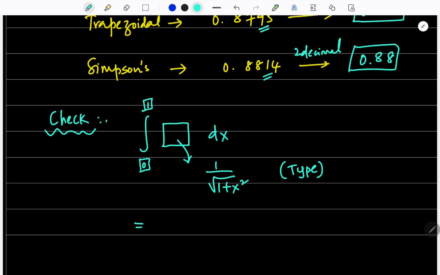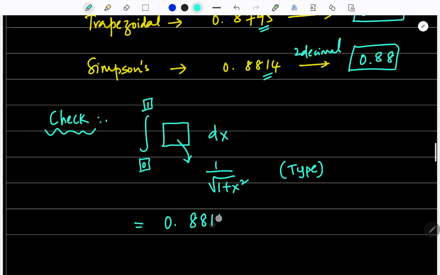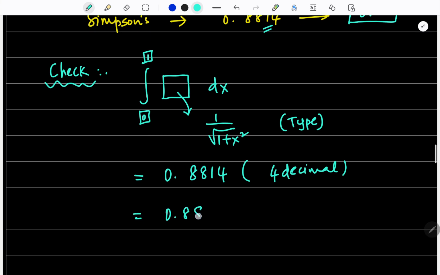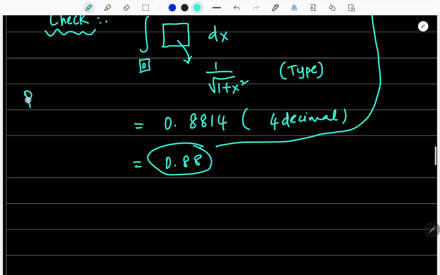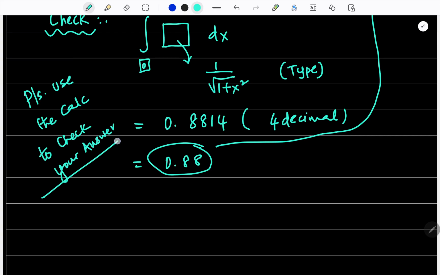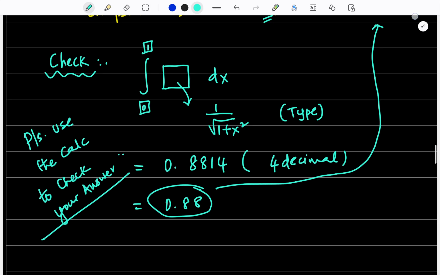So you press it and you will get 0.8814, because your calculator is already in 4 decimal places. But what's your answer? They are asking 0.88, 2 decimal values. See here, it's going to become the same. So every time please use the calculator to check your answer, because it's a big question. You will lose your marks. So please check your answer using the calculator for trapezoidal and Simpson's rule. Okay, got it? Very, very easy.